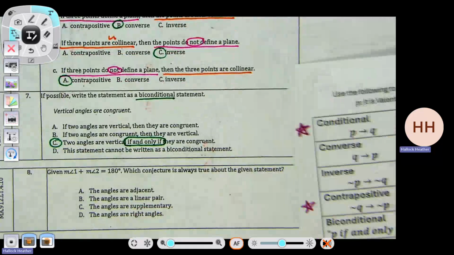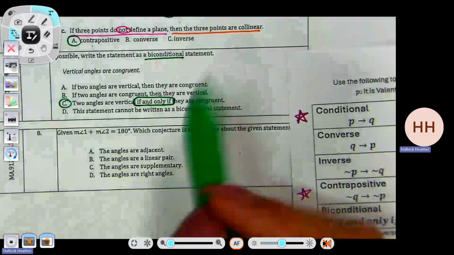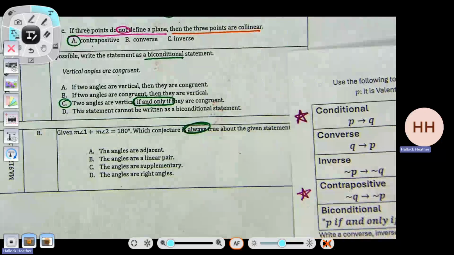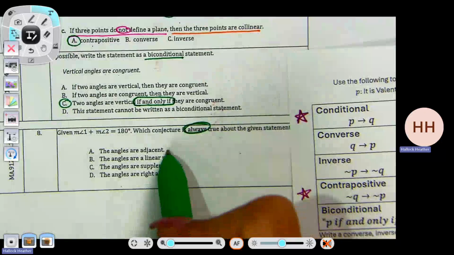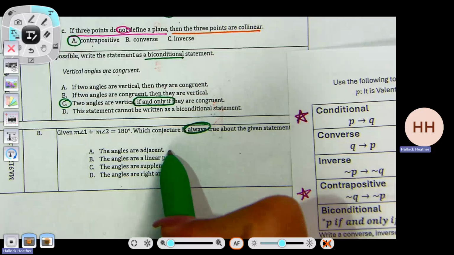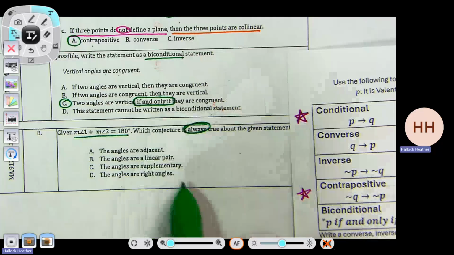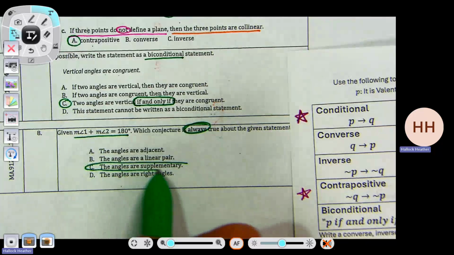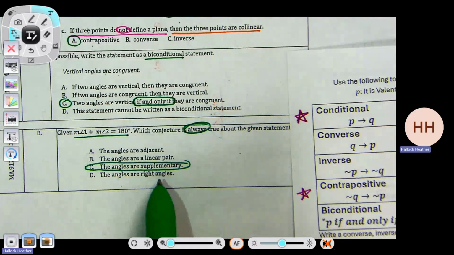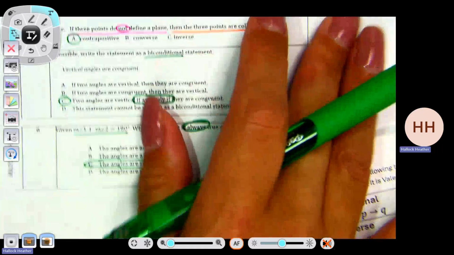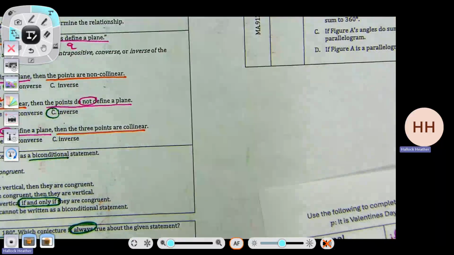8 says, given the measure of angle 1 plus the measure of angle 2 is 180, which statement is always true. If they add to make 180, they could be adjacent, but they don't have to be. They could be a linear pair, but they don't have to be. The only thing if they add to make 180 is they are definitely supplementary. They could be right angles separately to make 90 and 90 to make 180, but they don't have to be 90. One could be 40 and one could be 140 to make 180.